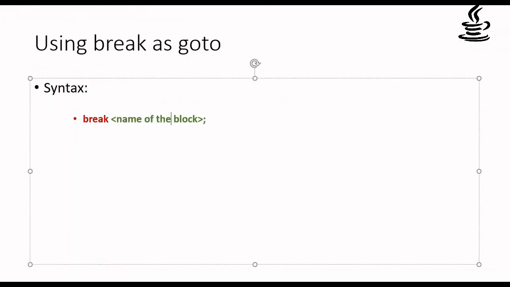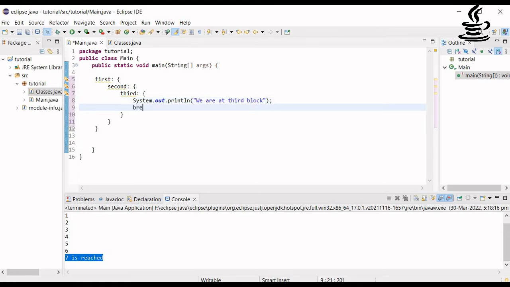So if you remember the syntax, we first use the break keyword followed by the name of the block or the name of the label. So we will use the break keyword followed by the name of the block to which we want to go. That is, we are using break as a goto statement. Now we want to go to the end of the second block, so we write break second, because if you remember, the break statement exits from the enclosing loop, so it will exit from the enclosing label we are using here. So it will exit from the second label, or the second block.